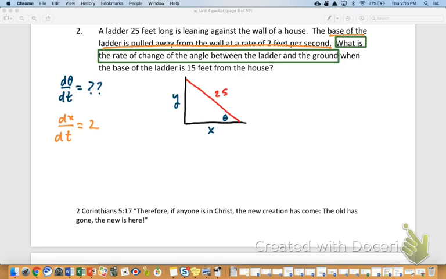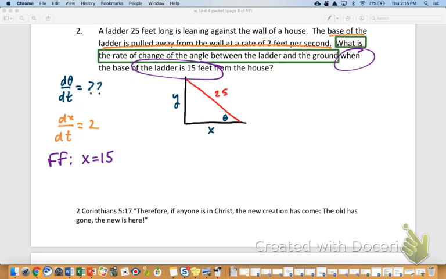Anybody identify the freeze frame moment? Yeah, that's your key word, the base is 15. So my freeze frame would be when what is 15? X is 15. There we go. We don't want to just put freeze frame is 15. We want to say when X is 15. We're going to get to a pretty good place here.